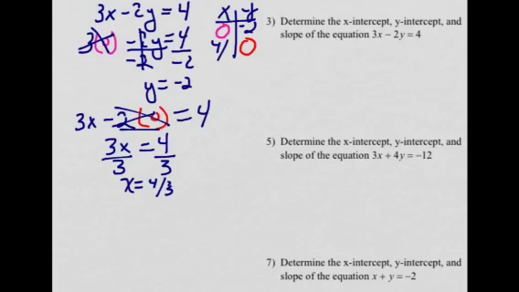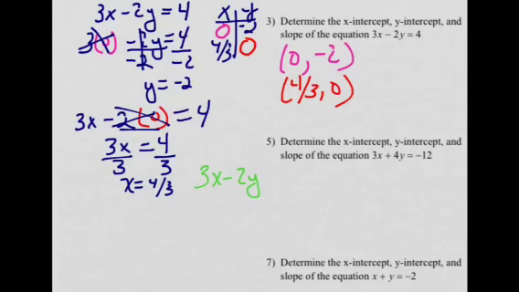So let's write that up here. Our y-intercept is (0, negative 2), and our x-intercept is (4/3, 0). Now we need to find our slope. We can get the slope by taking our original equation and solving for y, which means we're going to put this equation in slope-intercept form. So let's box the term we're solving for.